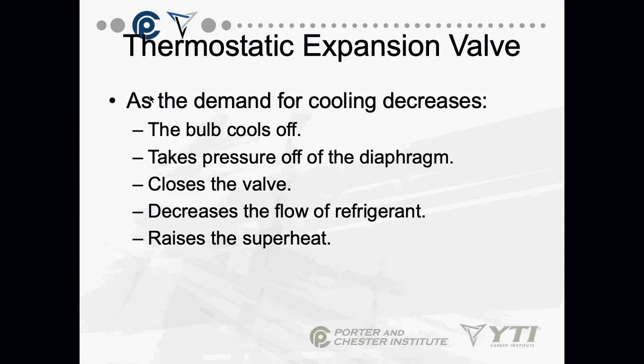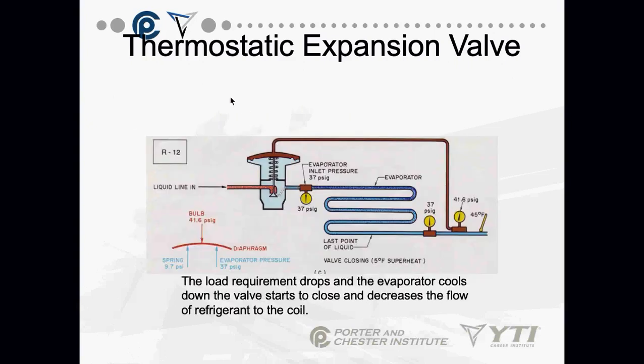As the demand for cooling decreases, in other words, you close the door and the house cools back off, the bulb starts cooling off because now I have more liquid than necessary going into the evaporator. The bulb cools off. It takes pressure off the diaphragm and it closes the valve, decreases the flow of refrigerant, and that will eventually raise the superheat.